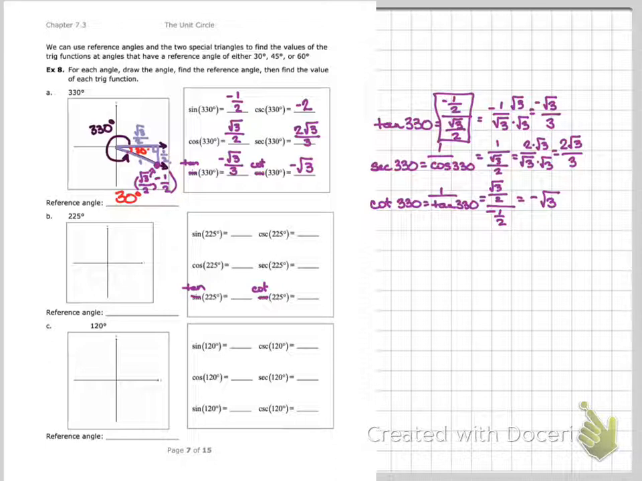Okay, B. We have a 225 degree angle, which puts us right here. My reference angle, this little bit, we are 45 degrees away from 180 at 225. So I'm going to do the same thing I did, just to help us pull everything together.